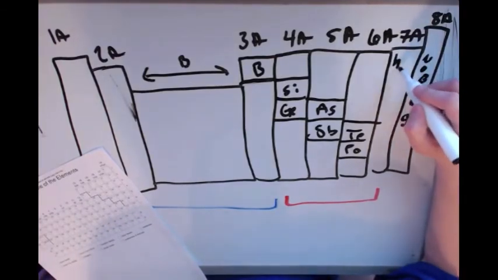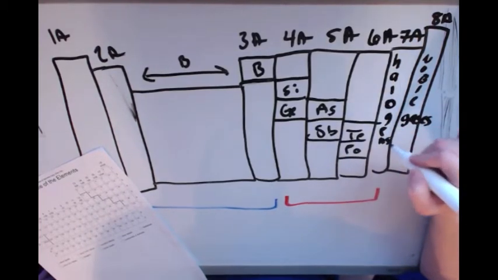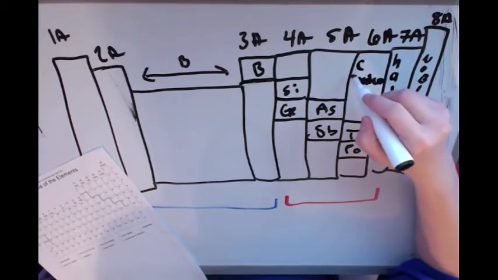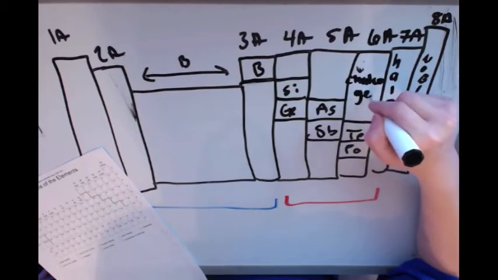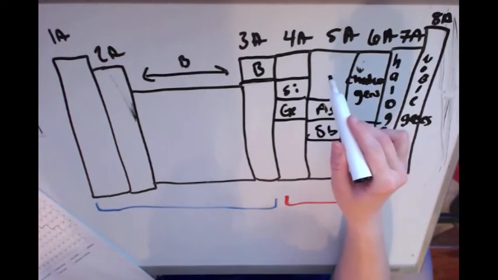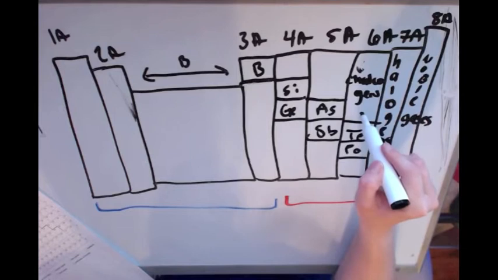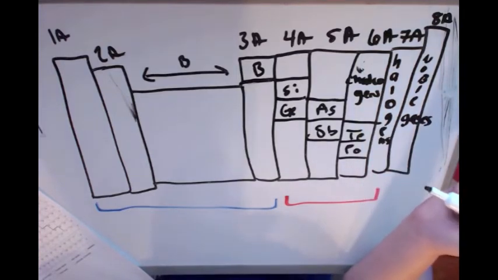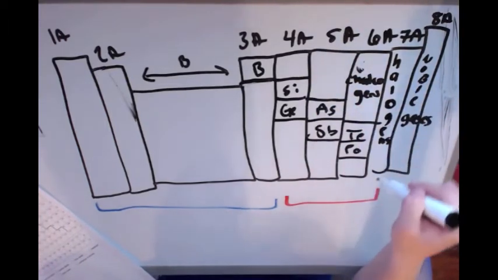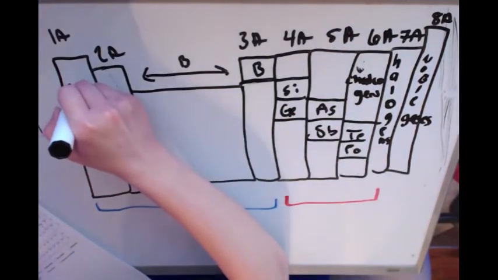Then you have your halogens in column 7A, and your chalcogens in column 6A. This is carbon, nitrogen, and phosphorus here. Oxygen, sulfur, and selenium are there. And then all of your halogens are here. These are your nonmetals.